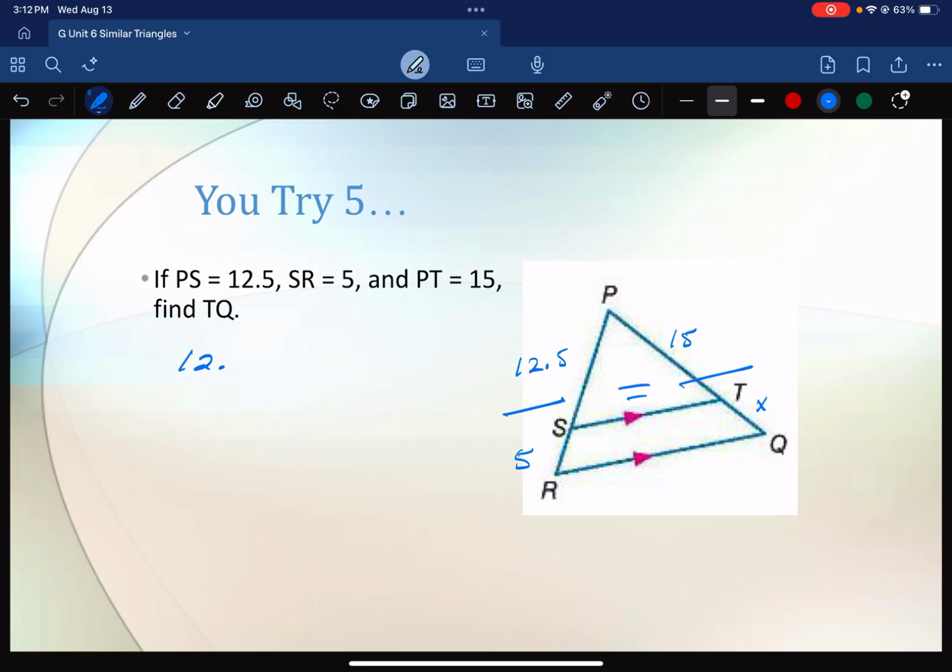12.5 over 5 is equal to 15 over x. So cross multiply: 12.5x and 75. And x has a value of 6. But they say find TQ. Well, x is TQ. So there it is.